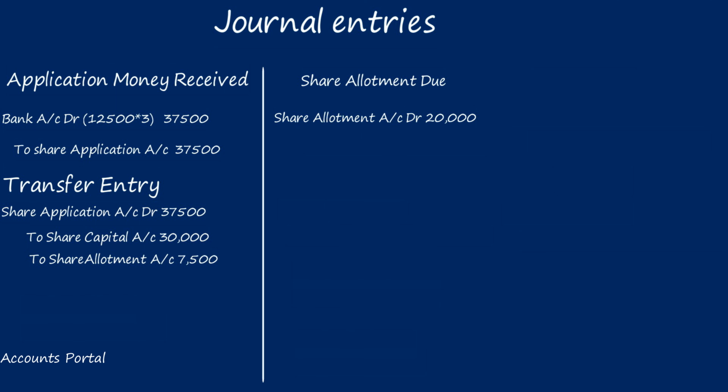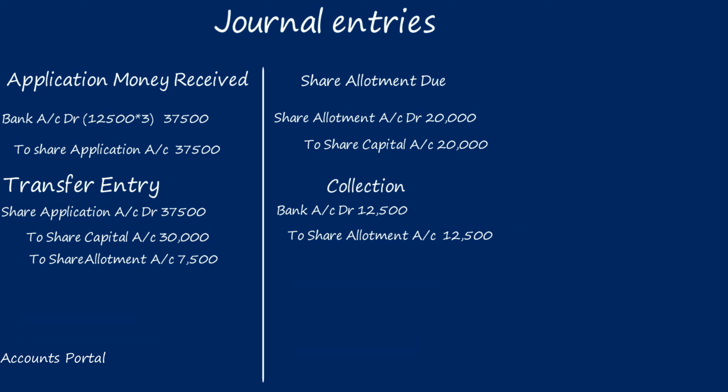Next, share allotment due entry. Share allotment account debit 20,000 to share capital account 20,000. So what the collection? In this 20,000, we already collected how much, Nana? 7,500. Now we will receive the balance amount. So bank account debit 20,000 minus 7,500, how much? 12,500. To share allotment account 12,500.